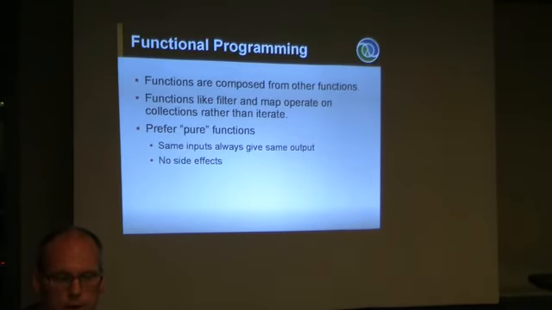So this notion of pure functions is something that is pretty important to functional programming in general, and Clojure in particular. A pure function is something that will always return the same value given the same inputs.